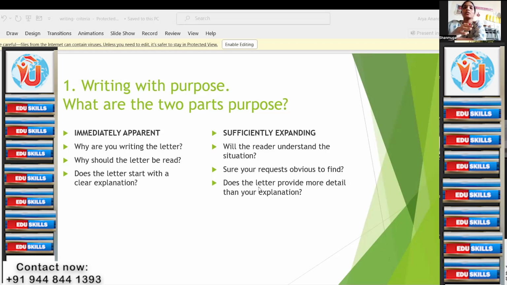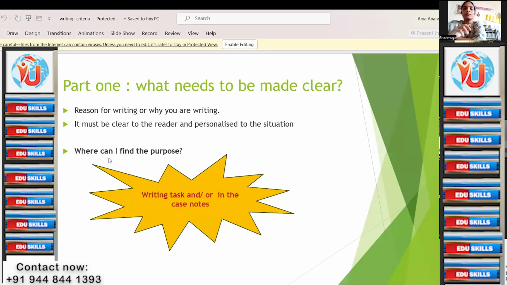And moving on to the other part, the first one is immediately apparent. We are going to look into it in detail. Here you can see part one. What needs to be made clear? The first one is the reason for writing. Why you are writing a letter must be clear to the reader, and don't ever write in an already known format. This will be based on each situation. It will be personalized to the situation, and each writing case note will be individualized. So you have to find out the exact purpose of the writing letter.